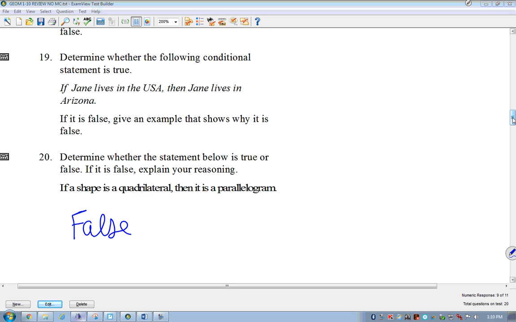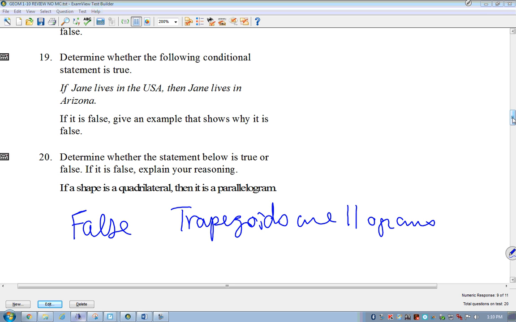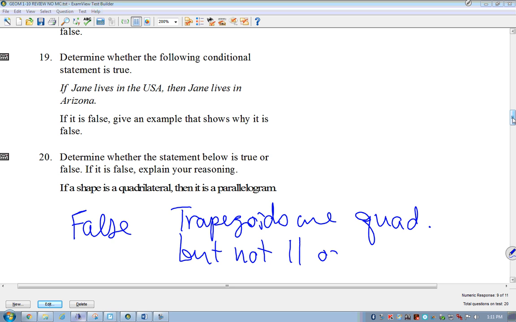Trapezoid. Okay, false. Trapezoids are not parallelograms, because it's a long word to write, so just draw two parallel lines, "ograms." Trapezoids are not parallelograms, they are quadrilaterals, right? Trapezoids are quadrilaterals, but not parallelograms.